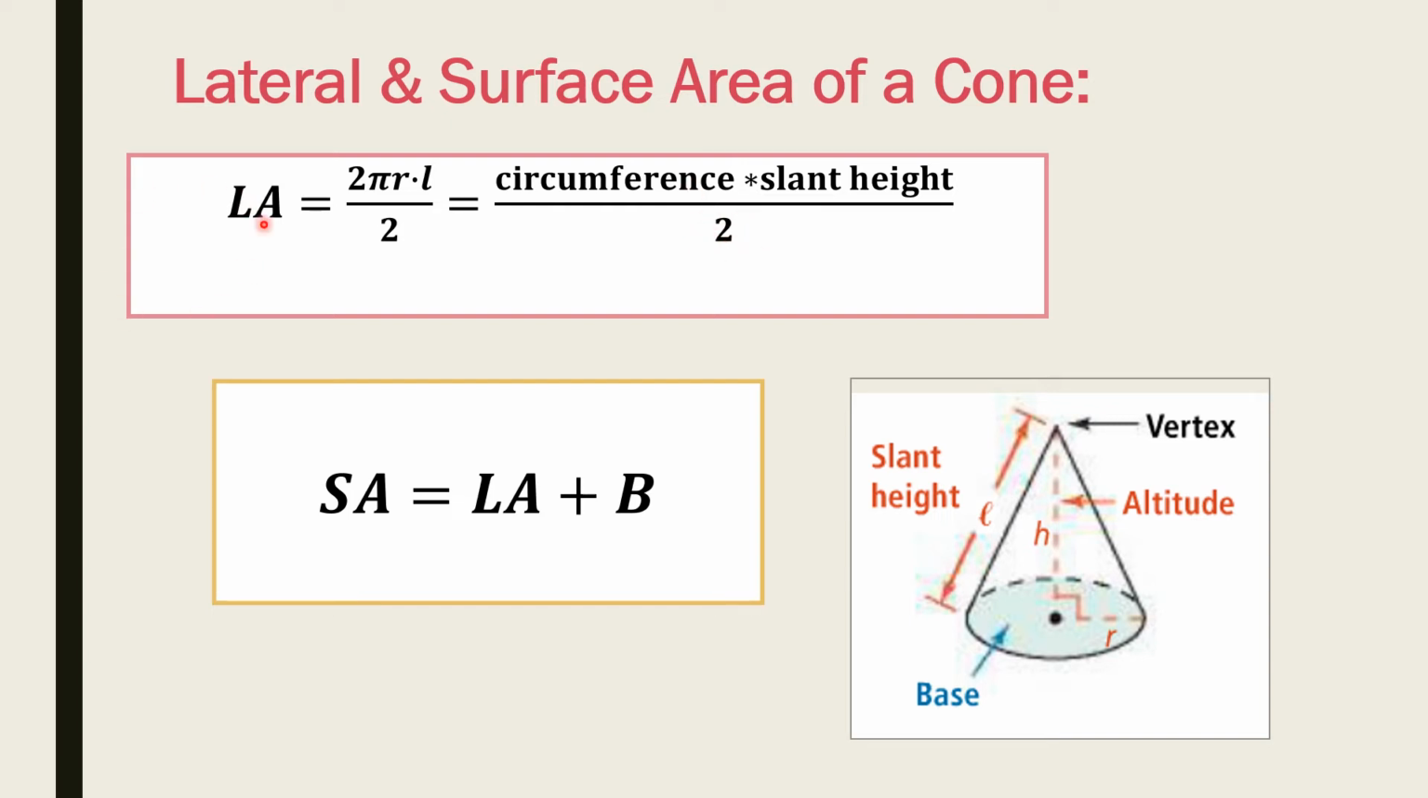So the lateral area formula, and you'll want to probably write this down, is going to be the circumference of the circle times the slant height divided by 2, or 2 pi r, the circumference, times L, the slant height, divided by 2.